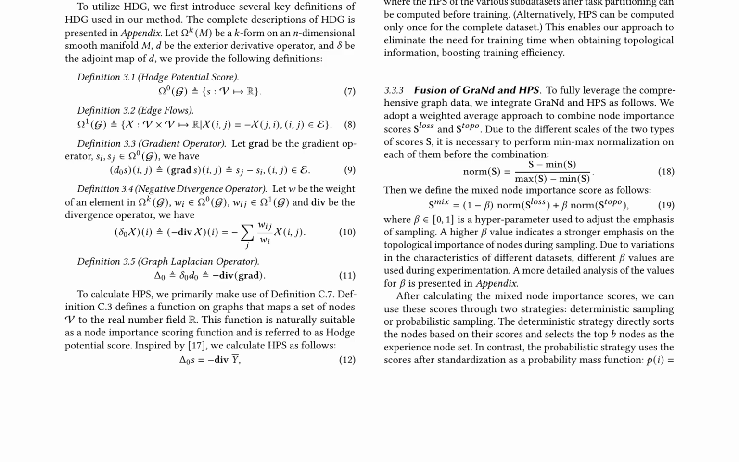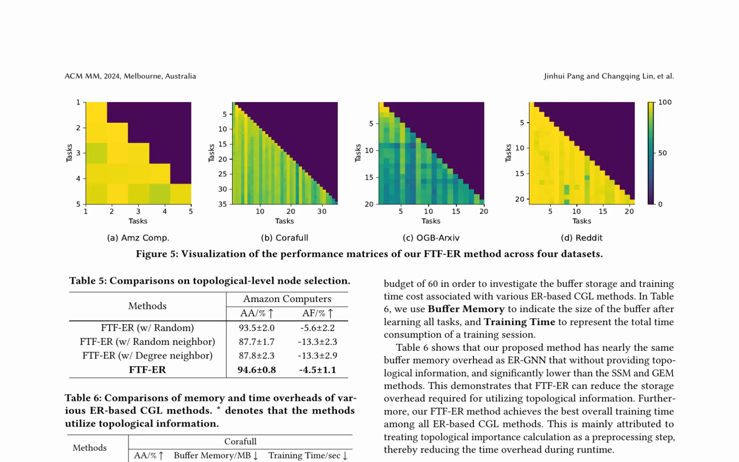A fusion strategy is also presented that combines HPS with GRAND, a local node importance scoring function, to leverage comprehensive graph data. Experimental results on 4 public datasets show that the proposed FTF-ER method outperforms current state-of-the-art methods in the CGL field and performs similarly to the joint training method. This indicates that the FTF sampling strategy effectively selects the most valuable nodes from the complete training dataset. Further analysis reveals that the FTF-ER method significantly outperforms other CGL methods under the class IL setting, with improvements in both average accuracy and average forgetting.